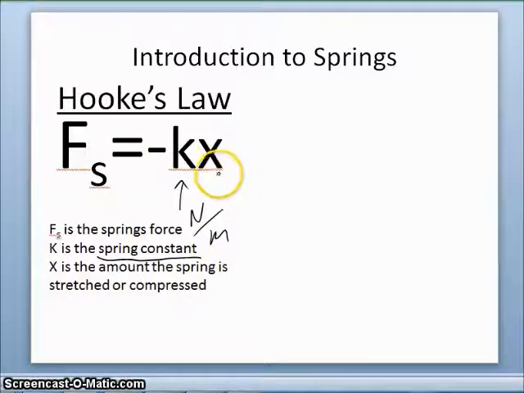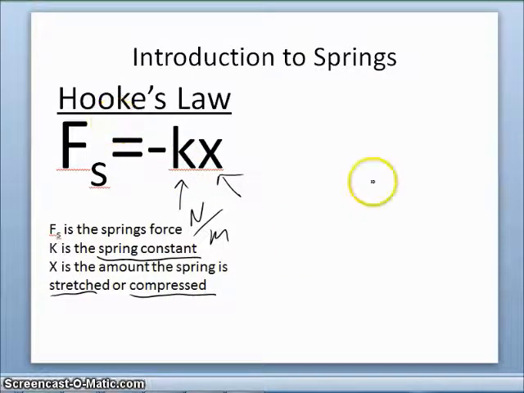The next thing in the equation is x. This x is the amount that the spring is either stretched or compressed. So you'll see, if you look at this equation, that the compression or stretching of the spring is proportional to the force the spring can generate. So if I compress a spring twice as much, it can generate twice as much force. If I compress the spring 3 times as much, it'll generate 3 times more force, so it's proportional.